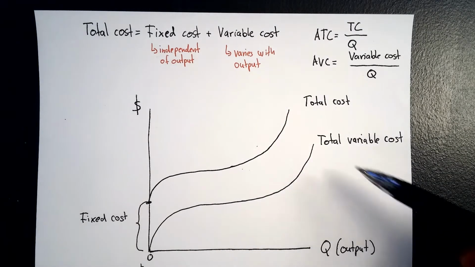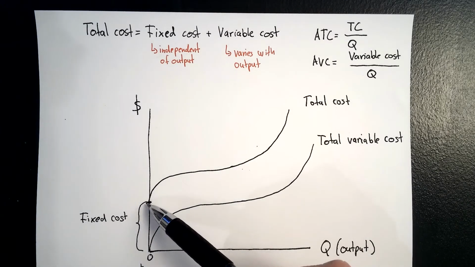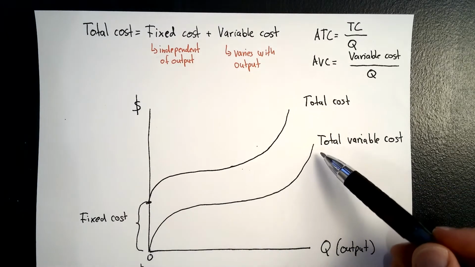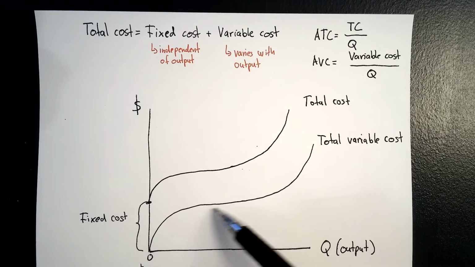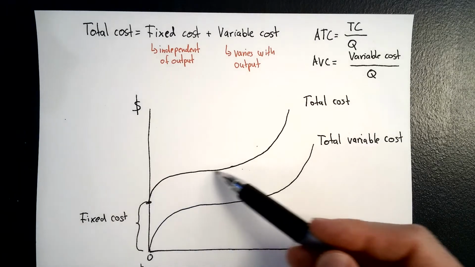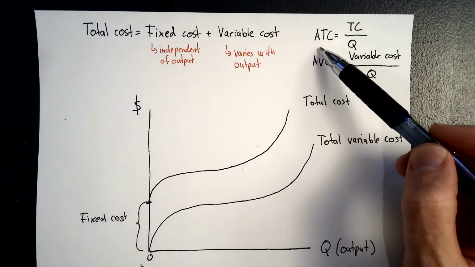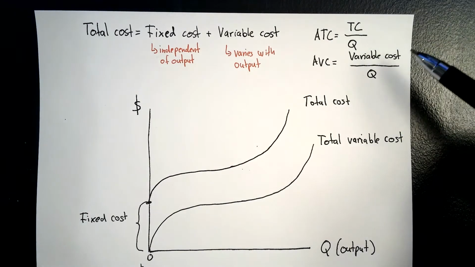Now note that I have not only drawn the fixed cost, but I have also drawn the total cost, the total variable cost. Okay? So we have the fixed cost, we have the total variable cost, and then the sum of the two is represented by the total cost function.